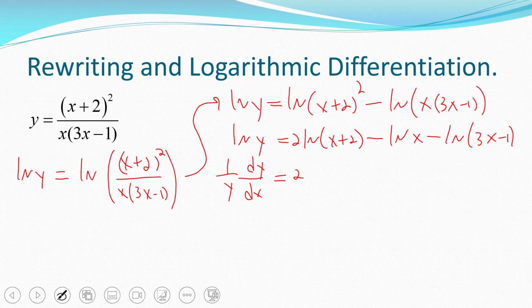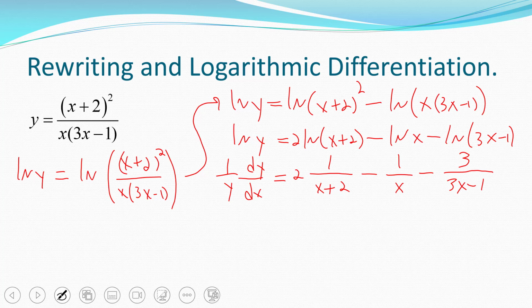That'd be 2 times the derivative of the natural log of x plus 2, which would then be x plus 2, and then put that derivative in the numerator. Then you have minus the derivative of the natural log of x: put the x in the denominator, take its derivative, put in the numerator. Then you have minus the derivative of the natural log of the absolute value of 3x minus 1: put the 3x minus 1 in the denominator, take its derivative, 3, put it in the numerator. And that is me differentiating in terms of x.